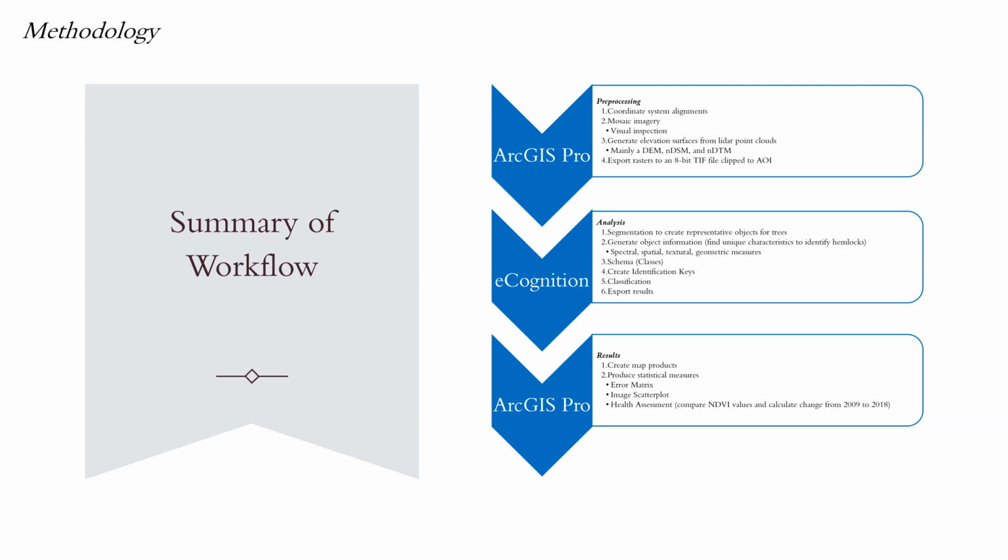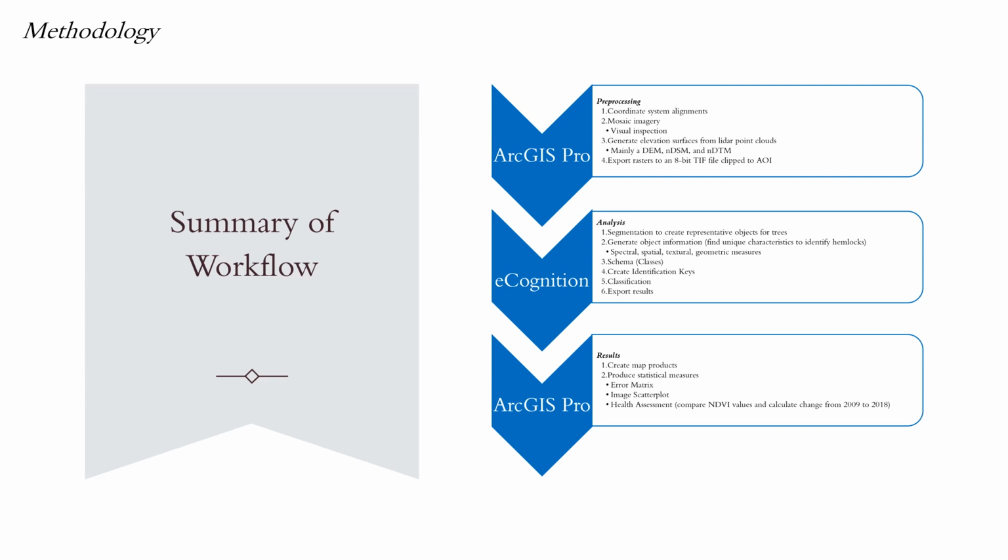Next, I'll use eCognition for the analysis, starting with segmenting my imagery to create representative objects for trees. Then I'll generate a variety of information about those objects to help identify hemlock trees. This will include spectral, spatial, textural, and geometric measures. And I'll record all this down into an identification table for my chosen classes. Object classification will be done after this, using the unique characteristics from all my data sources recorded in my identification tables, with the goal to tease out hemlock trees from everything else in the imagery.